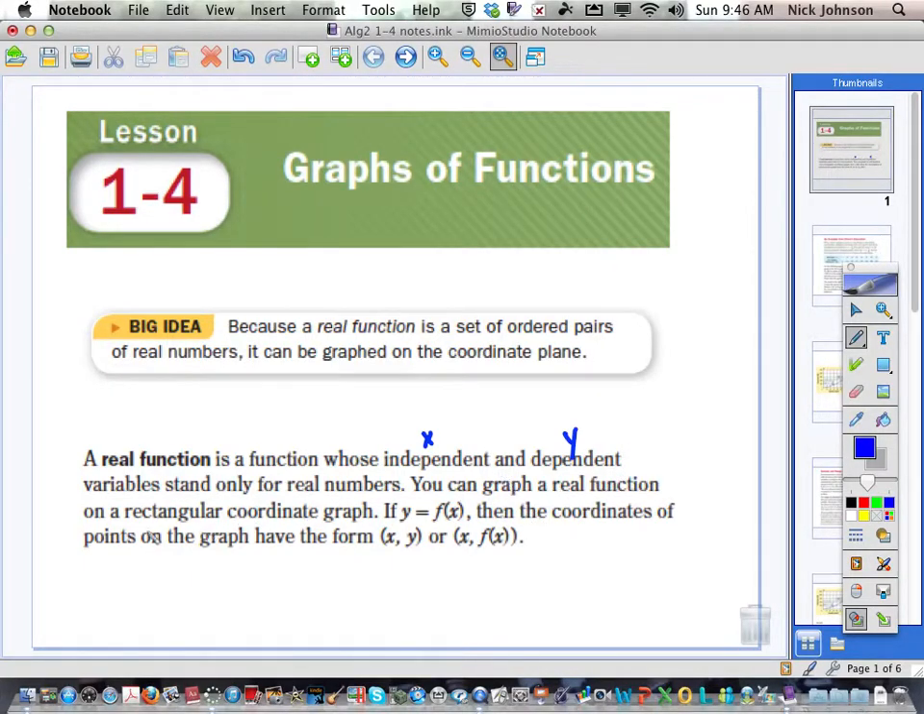You can graph a real function on a rectangular coordinate graph. If y equals f of x, then the coordinates of the points on the graph have the form x comma y, or what they call x comma f of x. This is function notation. This is the standard way of writing it as equations.